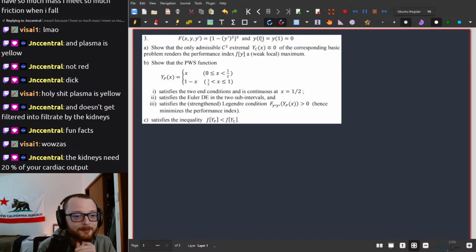The only admissible C2 extremal. The corresponding basic problem.